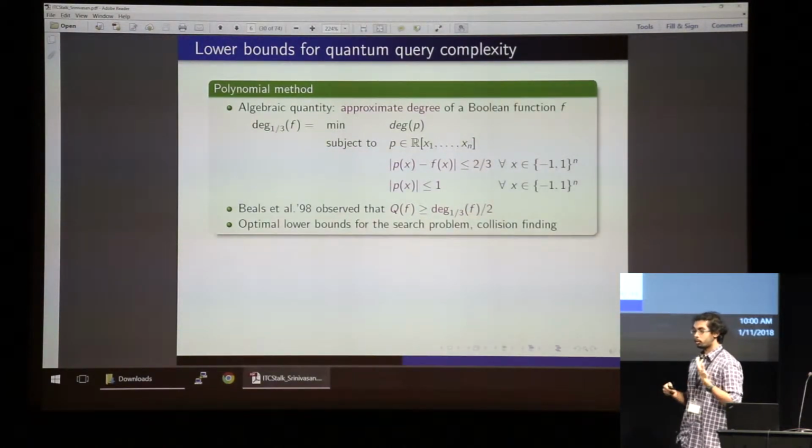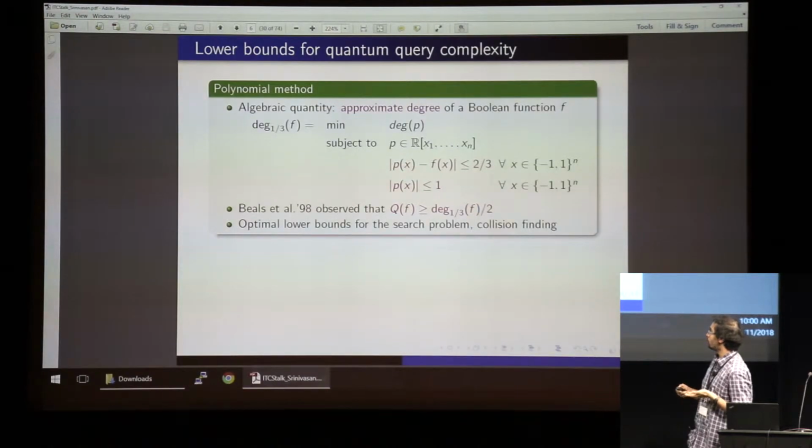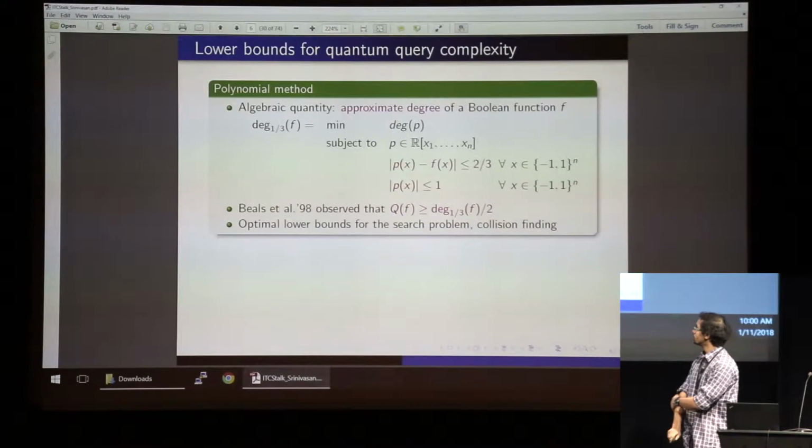That is, they showed that square root of n queries are necessary to compute the OR function. And this was also used in collision finding and many other problems to prove lower bounds.